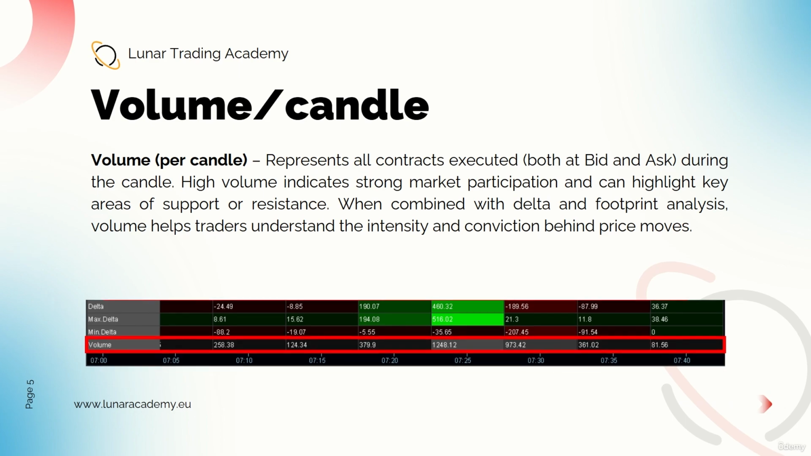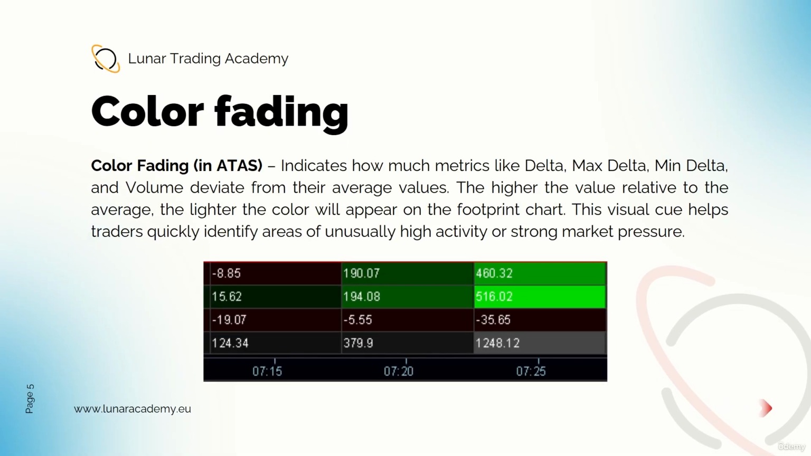Next, we have the color fading feature. Color fading visually highlights areas of unusual activity by comparing each candle's key metrics like volume, delta, min delta, or max delta to the average of nearby candles. Lighter bars indicate volume above average, helping traders quickly identify moments of strong buying or selling pressure and high market participation. This is very useful because you don't have to compare the numbers yourself. ADAS does it for you by automatically highlighting high activity. So these are the key aspects we monitor on each candle. If you learn to use these features correctly, they can significantly improve your trading decisions and market awareness.